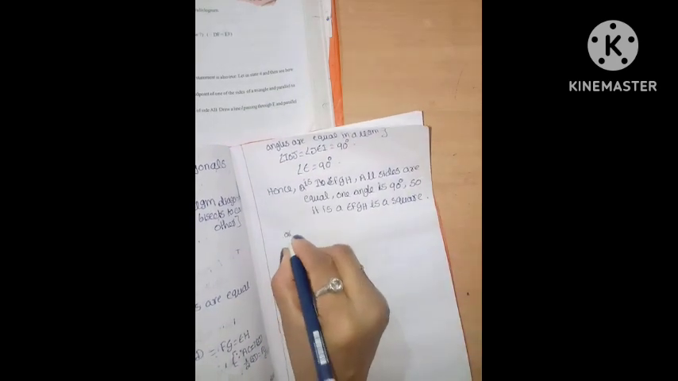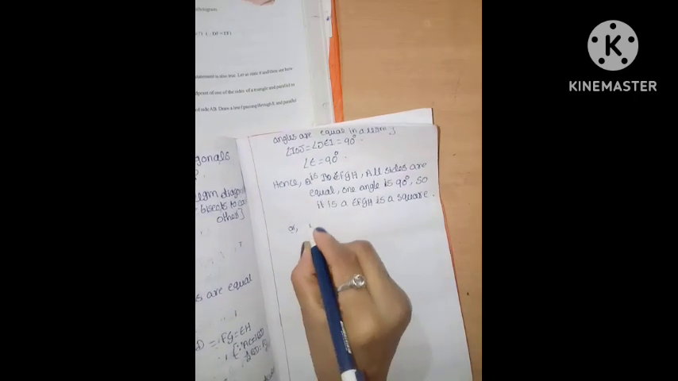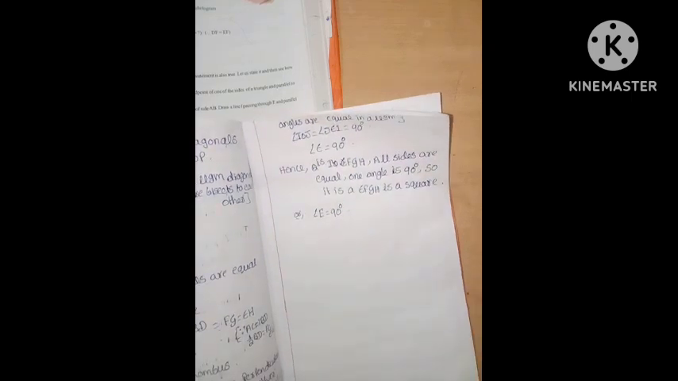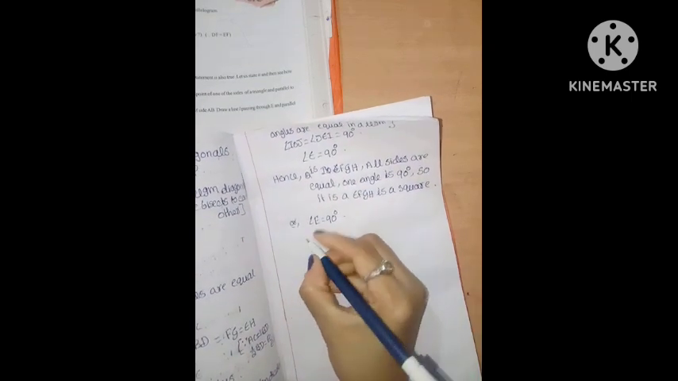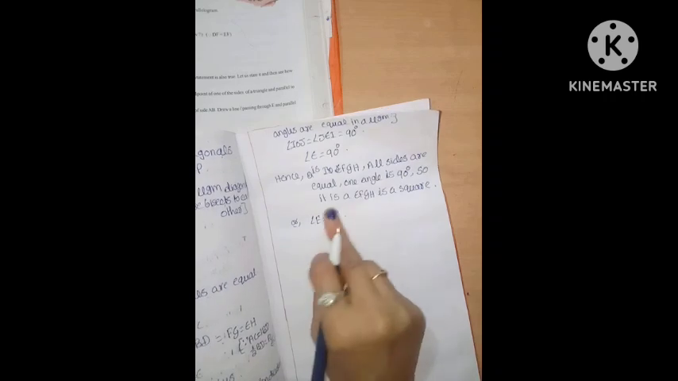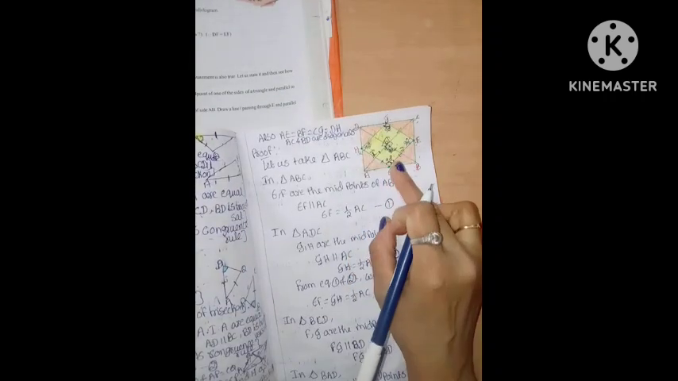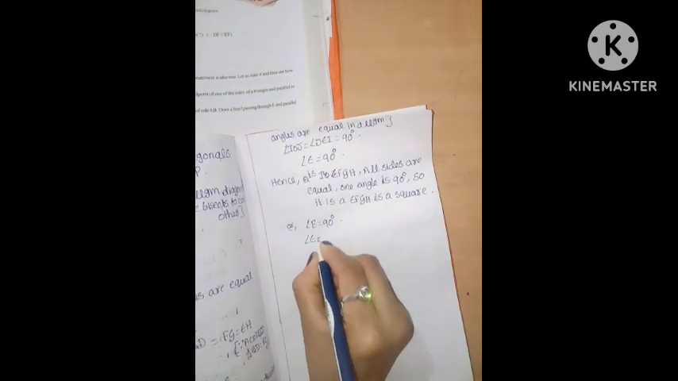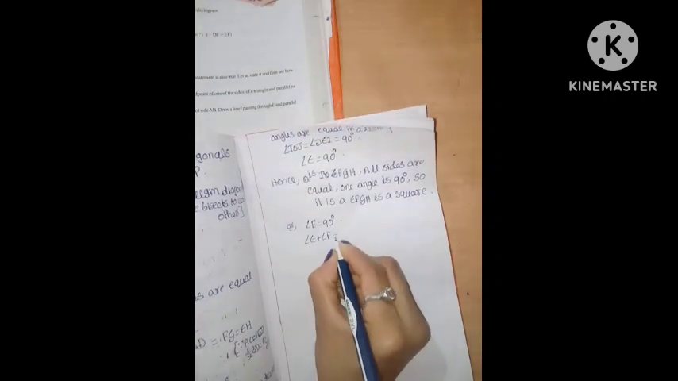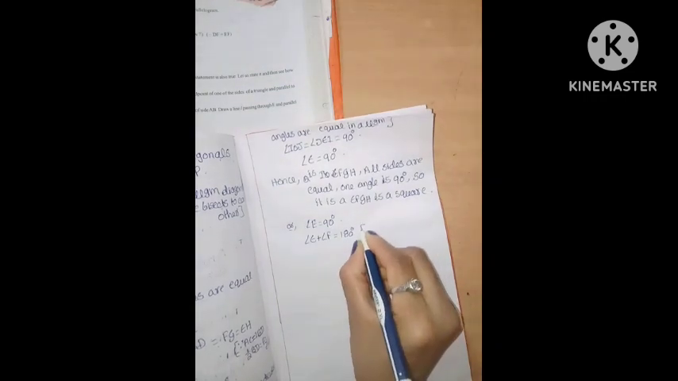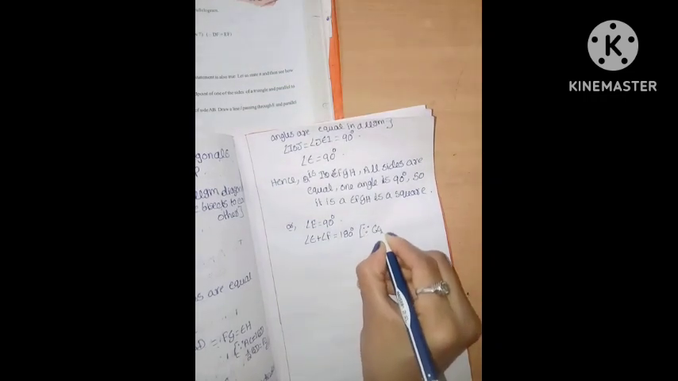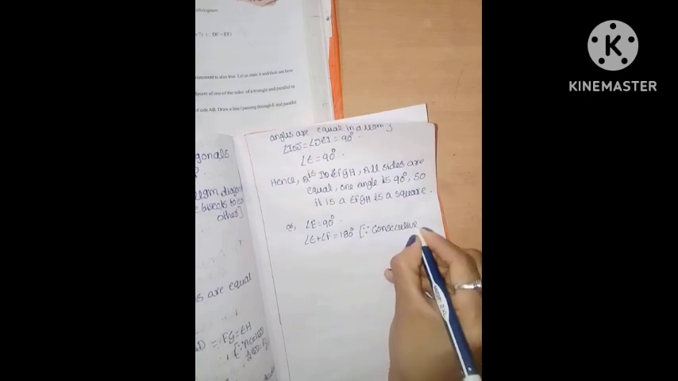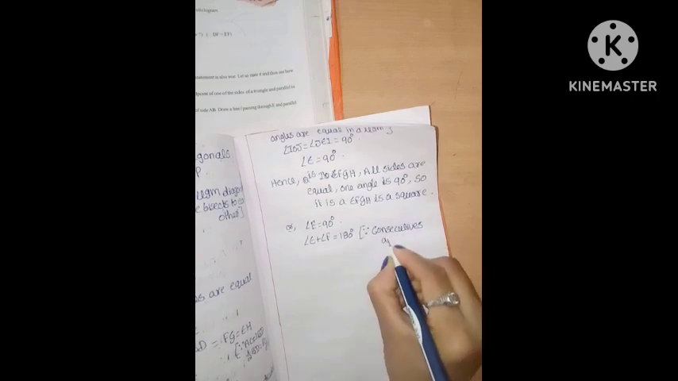Otherwise, two more steps you can write. What are the two more steps? Here angle E is equal to 90 degrees. And next, in a rhombus, the sum of the consecutive angles is supplementary. So angle E plus angle F is equal to 180 degrees. Why is it equal to 180 degrees? These two are the consecutive angles. Consecutive angles are supplementary.